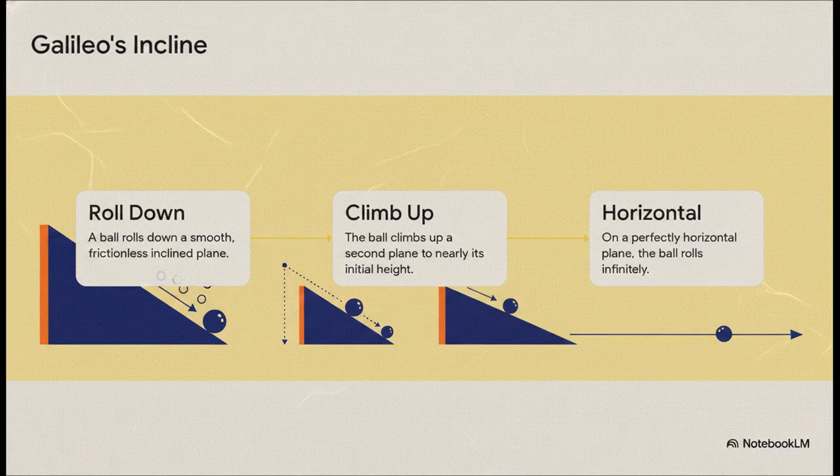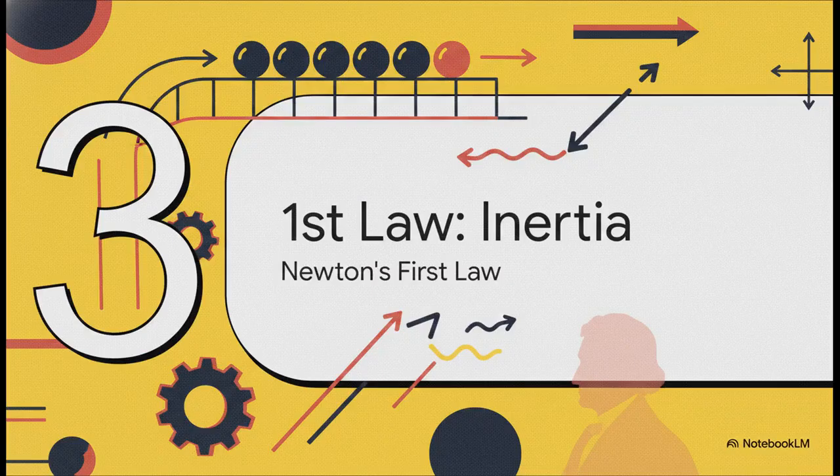Look at the visual mechanics of this setup. When a ball rolls down one slope, it obviously gains speed, and then it rolls up the facing slope to almost its exact starting height. Galileo brilliantly reasoned, well, what if we lower the angle of the second slope? The ball has to roll further to reach that exact same height. And then here's the kicker. What if we make that second plane perfectly flat? The ball will just roll infinitely, forever trying to reach a height it literally can never attain. Mind-blowing, right?